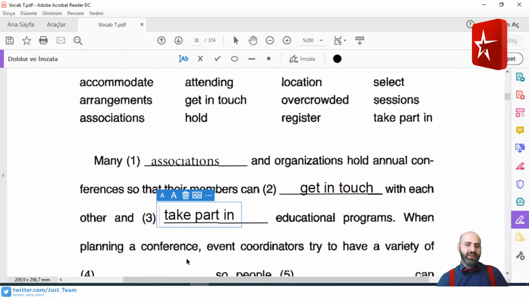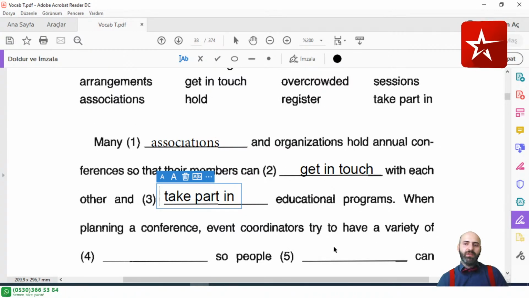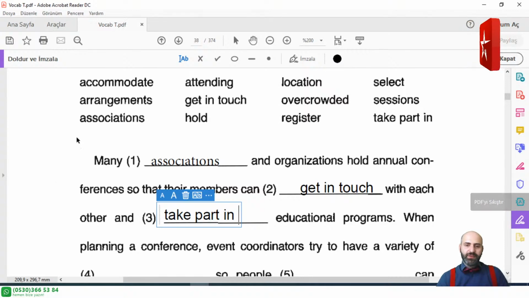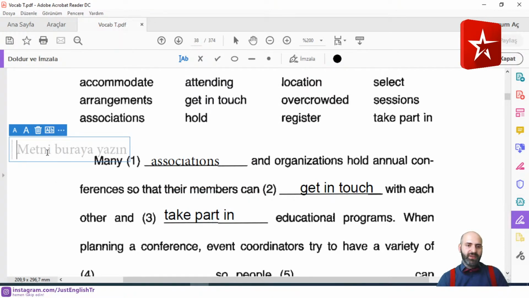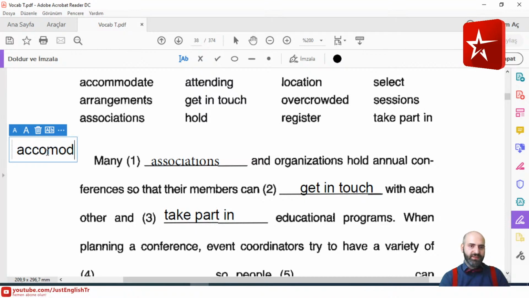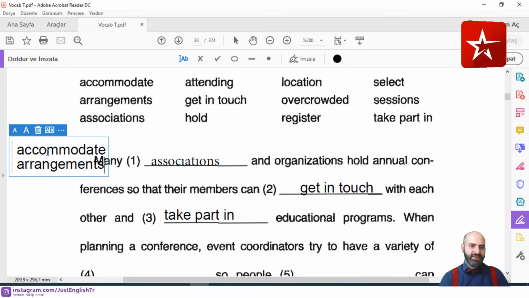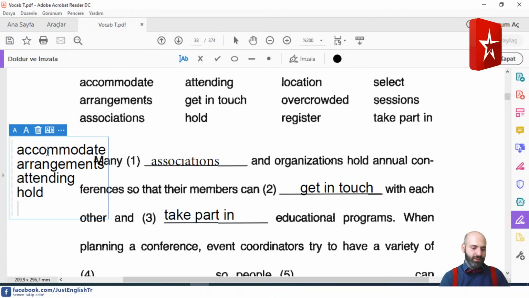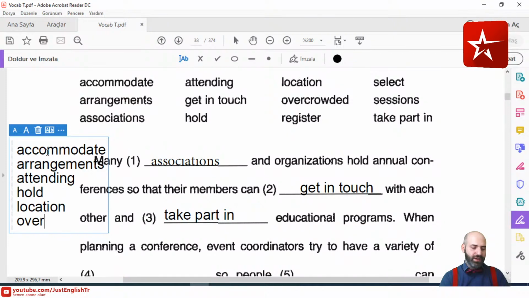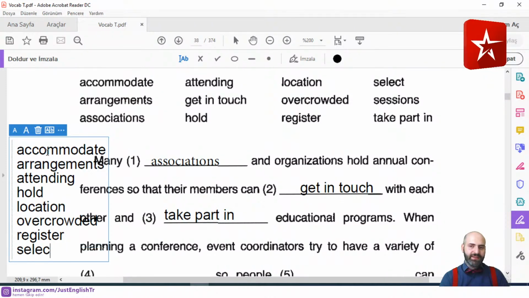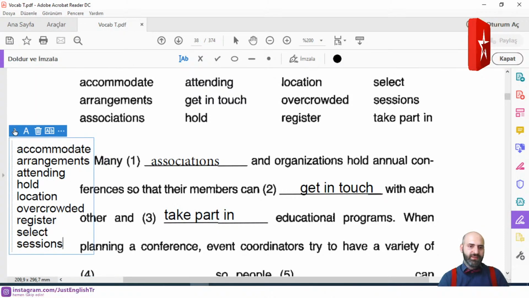When planning a conference, event coordinators try to have a variety of something. Variety of what? Sorry guys, I will write all these words over here. Accommodate, arrangements, attending, hold, location, overcrowded, register, select, sessions. So we have got these words.